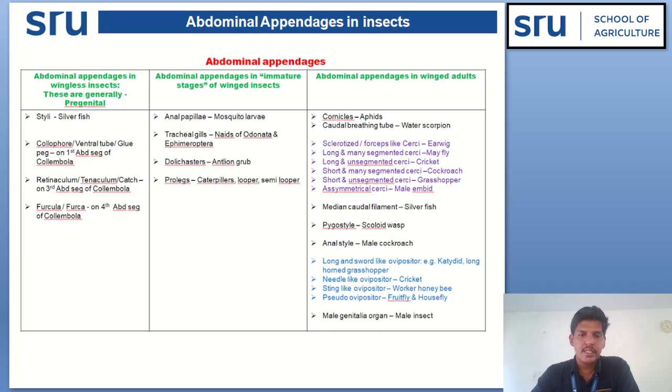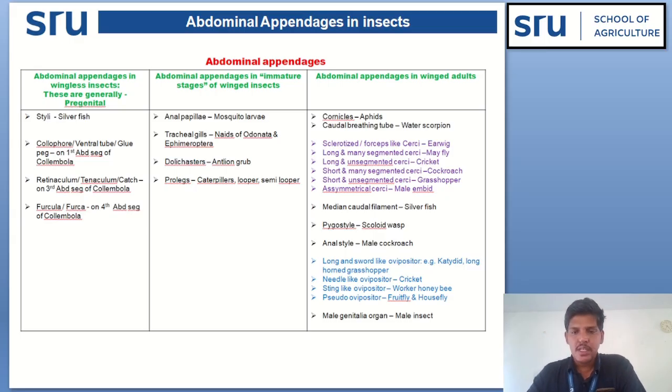See here the list of abdominal appendages in immature stages of winged insects. Anal papillae are present in mosquito larva. Tracheal gills are there in nymphs of Odonata and Ephemeroptera. Dolichoster is there in antlion grub. Prolegs are there in caterpillars, loopers, and semiloopers.